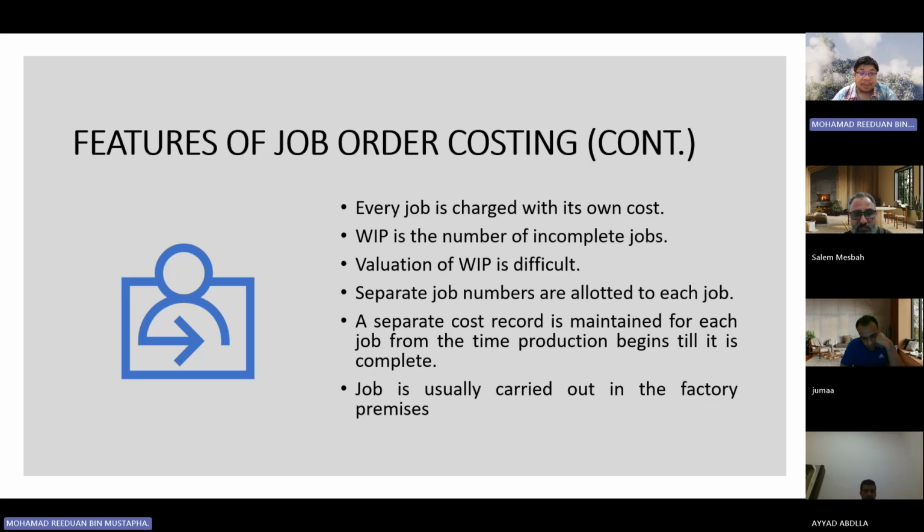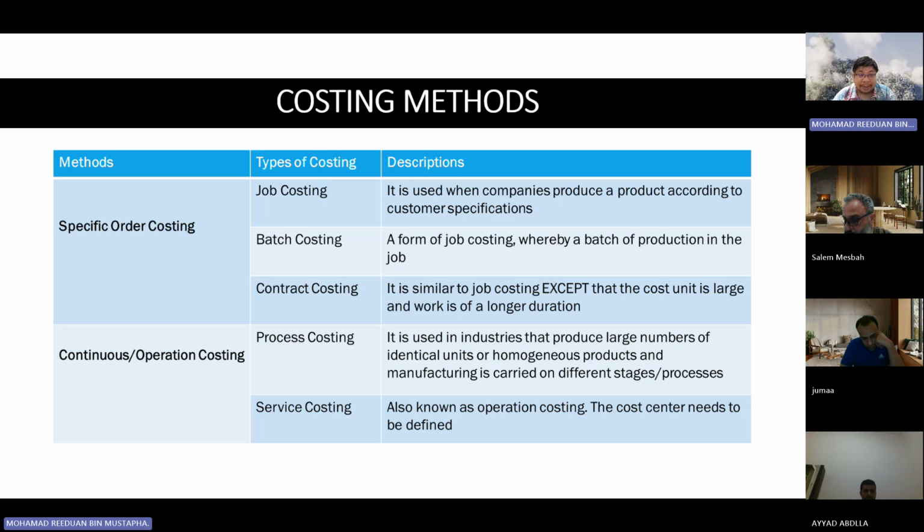Okay, then in terms of costing, the specific order costing. Job costing is used when the company produces a product according to the customer specifications. Batch costing is actually a form of job costing, whereby a batch of production is the job. And then contract costing is similar to job costing, except that the cost unit is large and the work is of a longer duration.